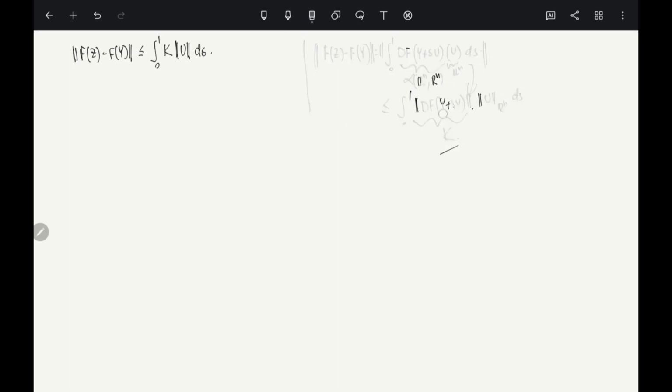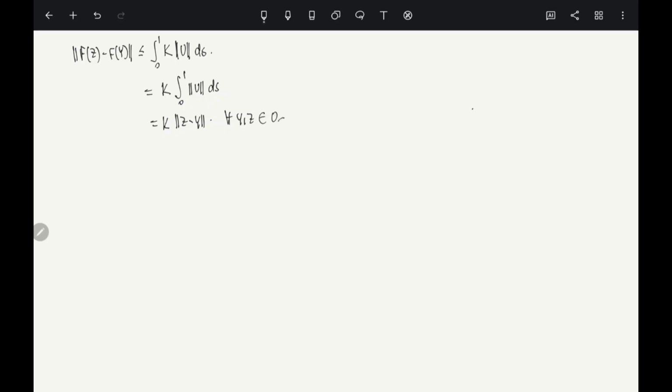Okay. So this is the case. And now you see, if this is the case, this is nothing but k times, the k comes out, it becomes the integral from 0 to 1 of the norm of u ds. And what is u? u is nothing but k times the norm of z minus y. Clear? And the integral from 0 to 1 of ds is 1 essentially. So you see, this holds for all y, z in O epsilon.